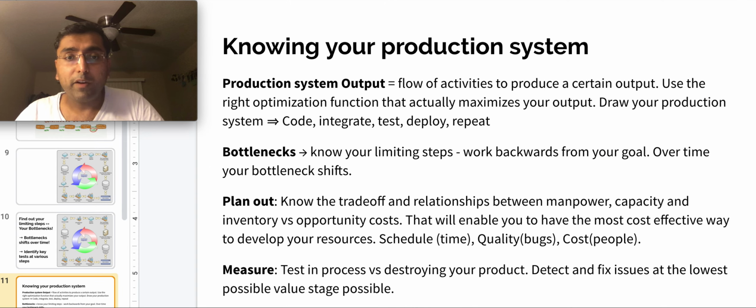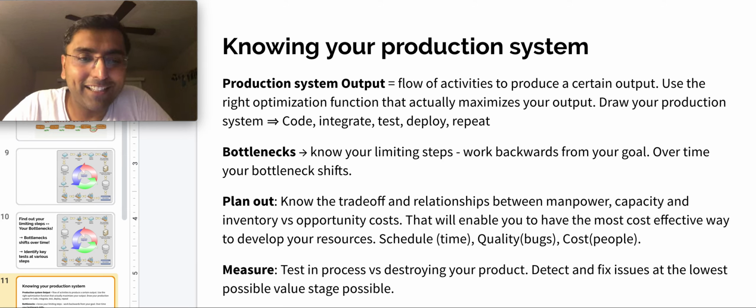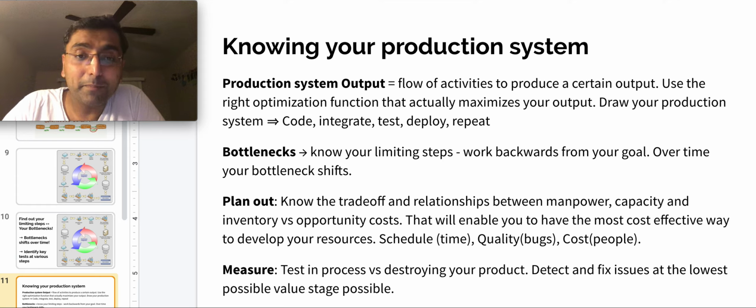So to quickly summarize, you first need to know your production system. What is it? What is the factory, as Andy calls it in his book in this first chapter? What is the factory that you're running? What are the big pieces? What output are you generating? The output could be code that is shipped. Output could be features that you deploy. Output could be criminals that you put behind the prison. You need to know what is the output that you're producing and who's producing that output.